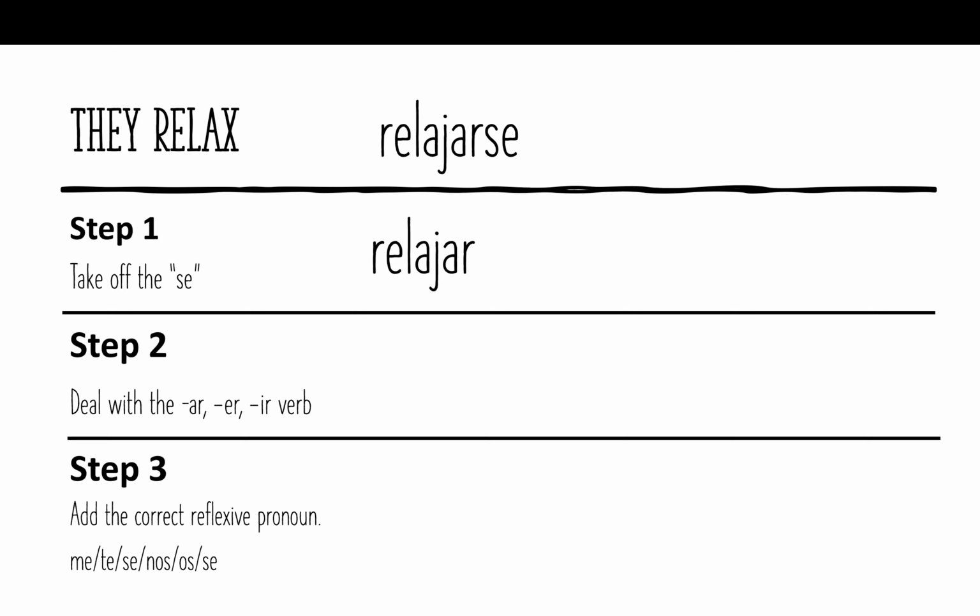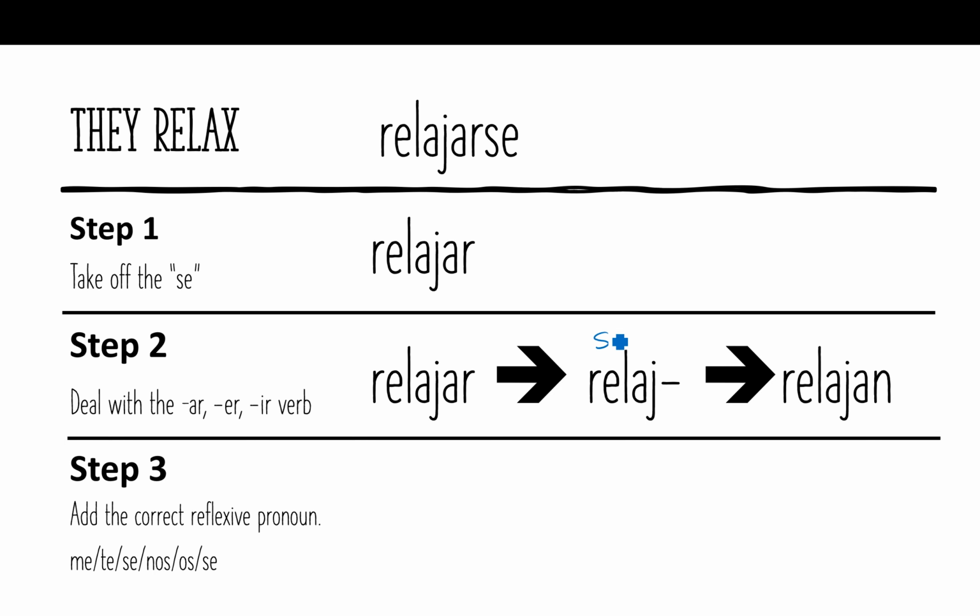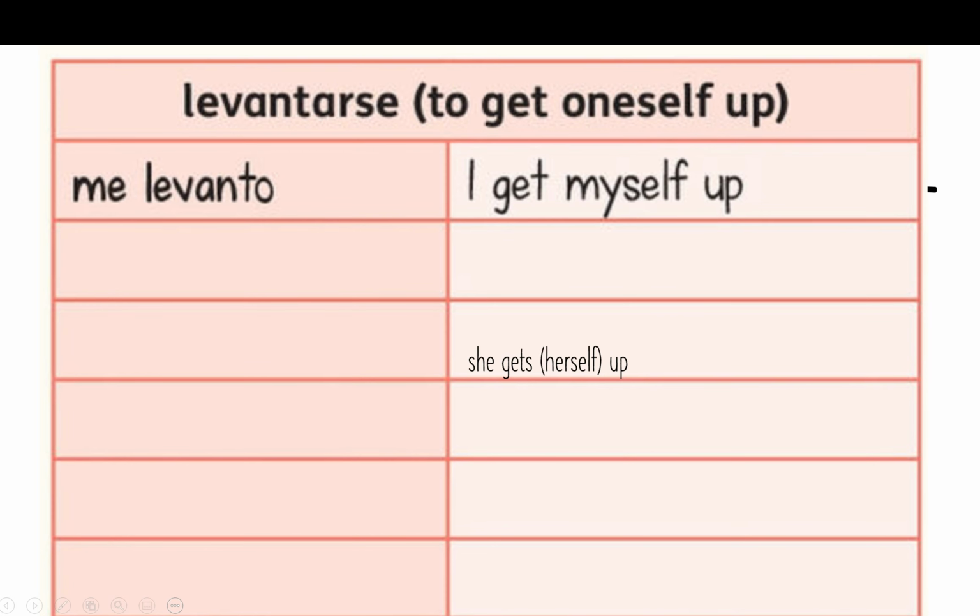Take off the se. Deal with relajar as an AR verb. Take off your AR to get your stem. And then add your correct ending for they, which is an. And then I have to add the correct reflexive pronoun for they. So me, te, se, nos, os, se. I, you, he, she, we, ye, they. Correct reflexive pronoun is se. Se relajan. They relax.